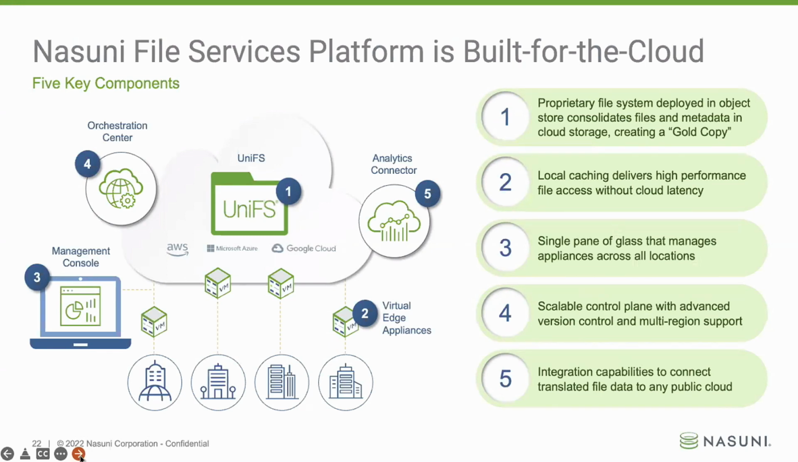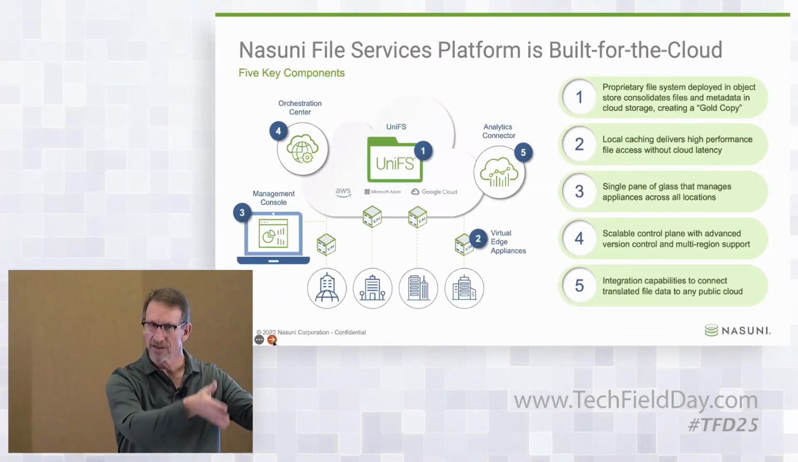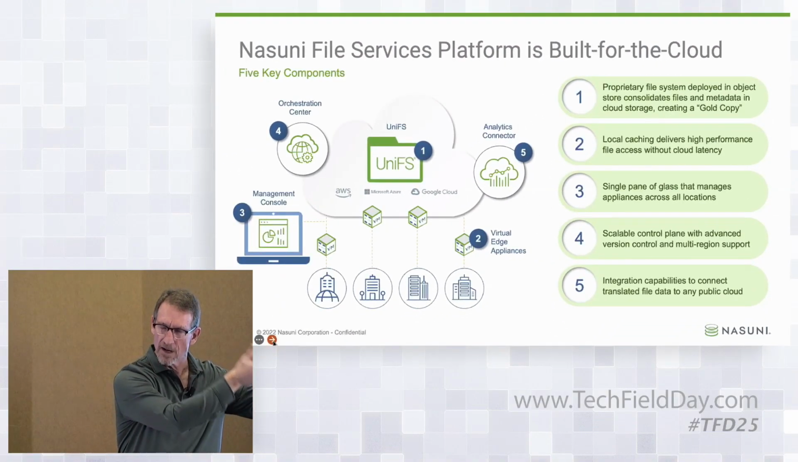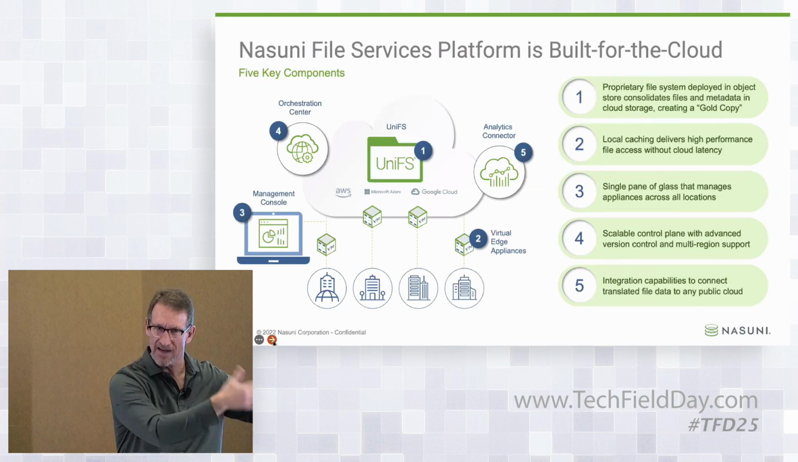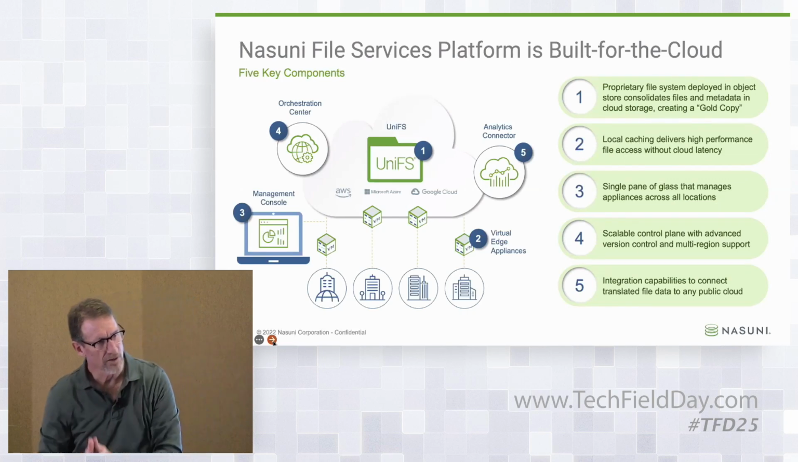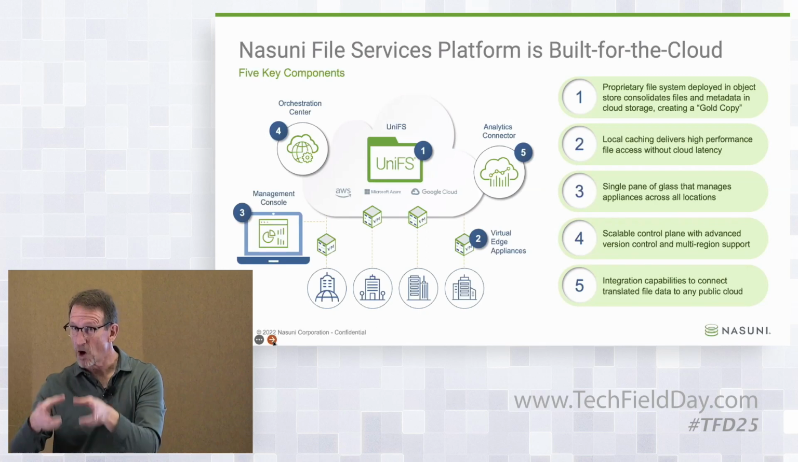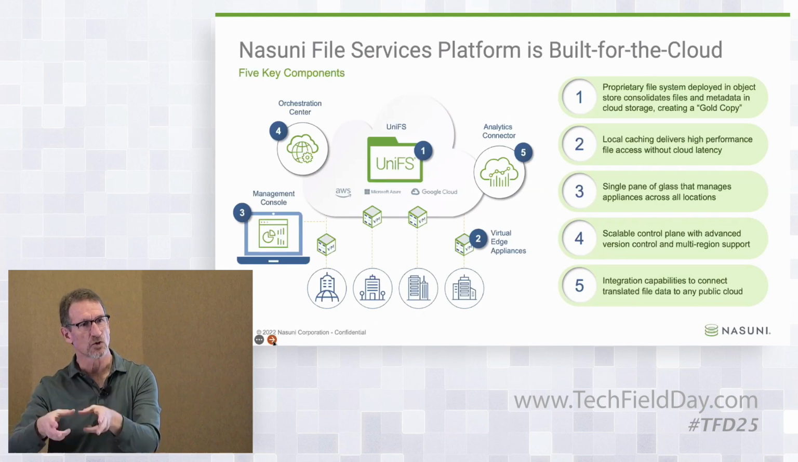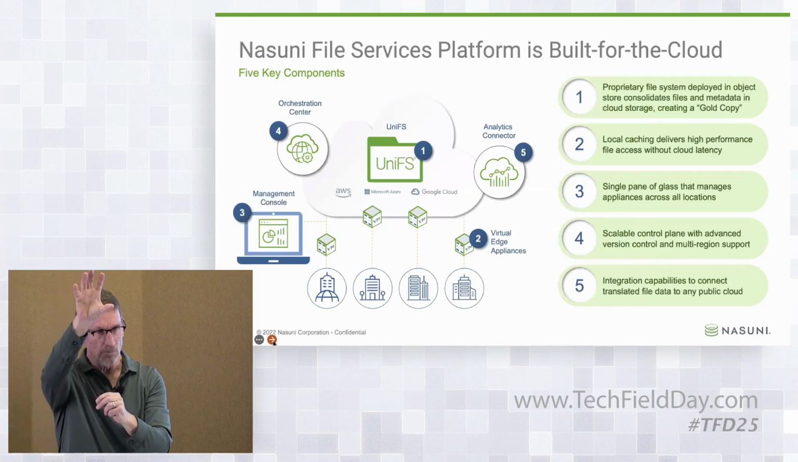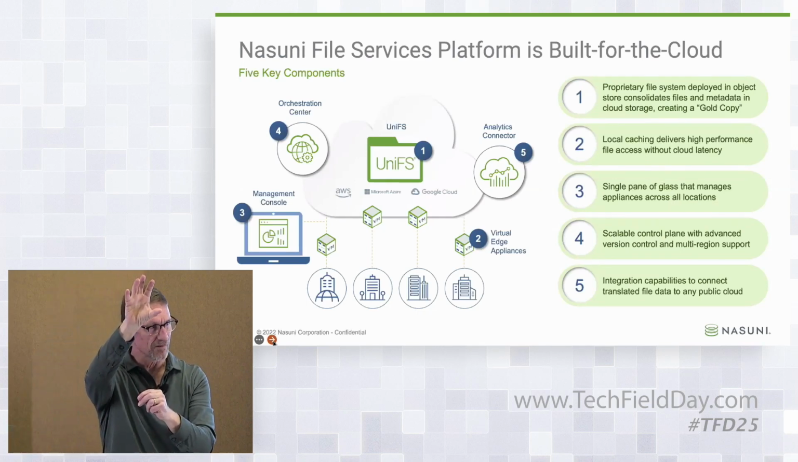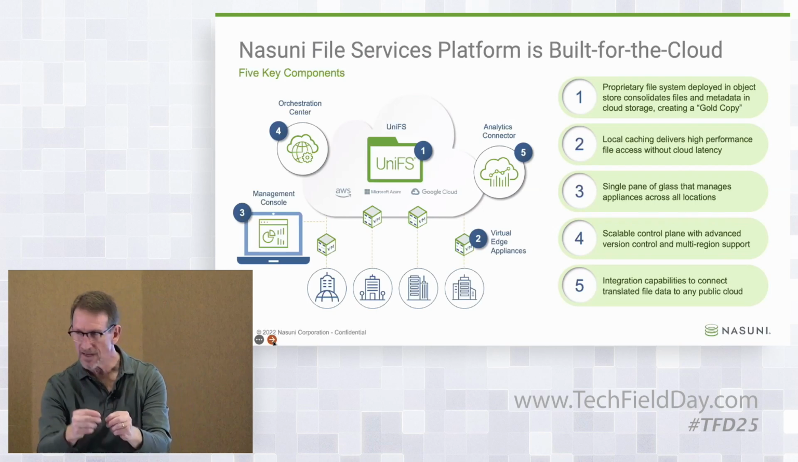Users and applications access their data through the second element, which is a virtual edge device. Typically, it runs as an appliance on a virtual machine, in a data center, in an office, in a manufacturing facility, wherever users and applications are accessing data. It has a small amount of cache storage to store active data locally, but it's a copy of the data. The permanent gold master copy lives in UniFS in the cloud. A cache copy of the data lives at the edge.